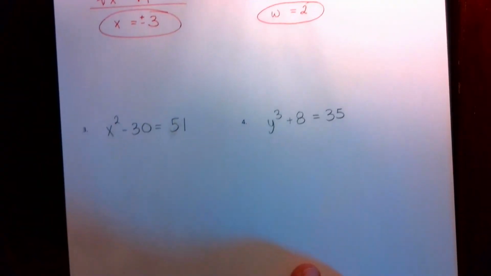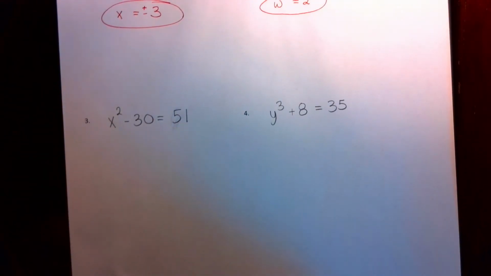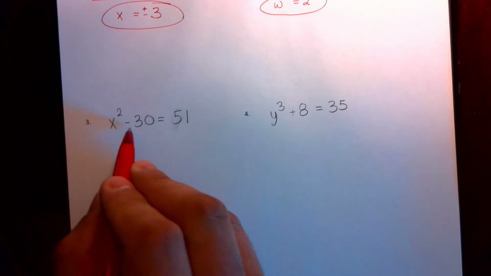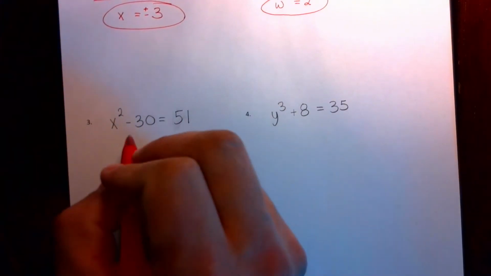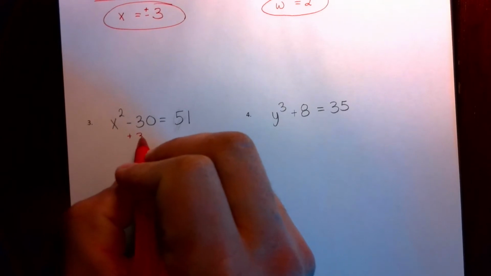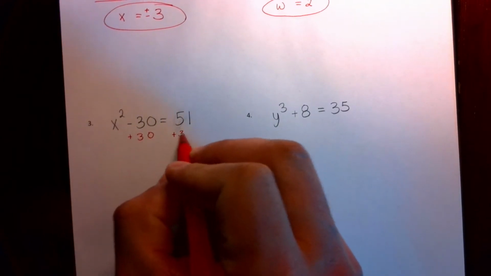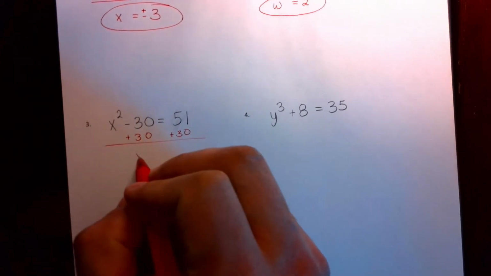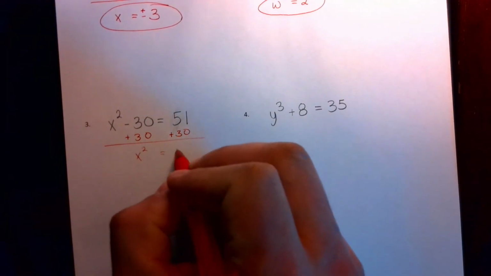Okay, for 3 and 4, our last 2 for the day, I've got to get this x squared alone first, so I've got to get rid of this minus 30. The opposite of subtracting 30 is adding 30 to both sides. And I'm going to get x squared equals 81.